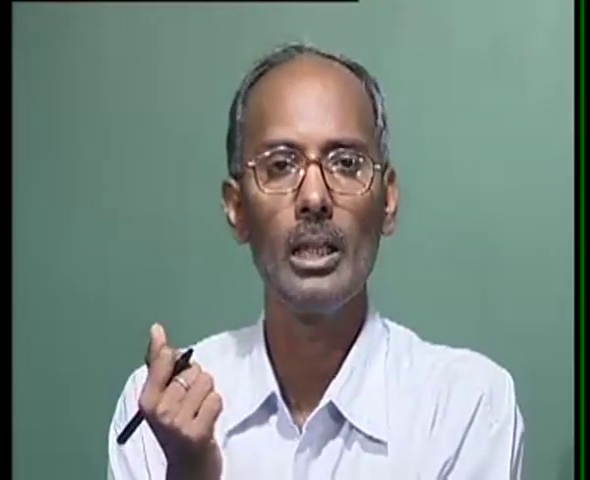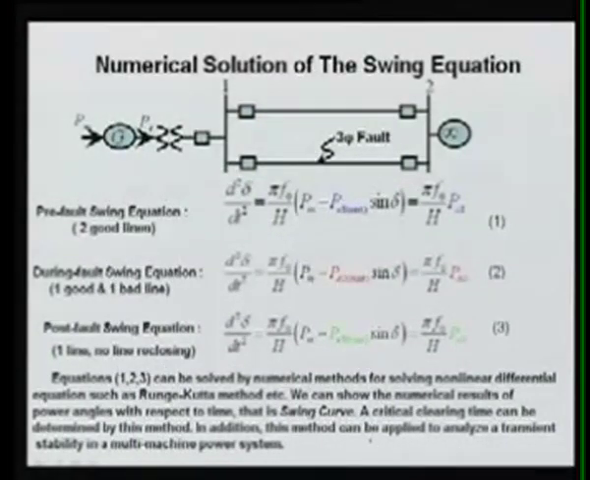But that is not only our concern. We want to know what the system behavior is during that period. That means what the speed deviation is, how the speed is changing, how delta is changing; that is also required. And for that we have to solve the differential equations for the different intervals. So this is a numerical solution to the swing equations.